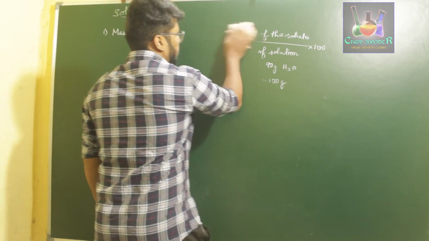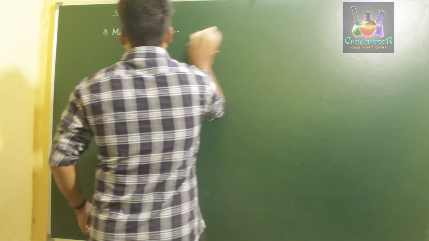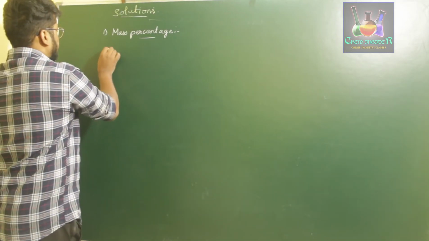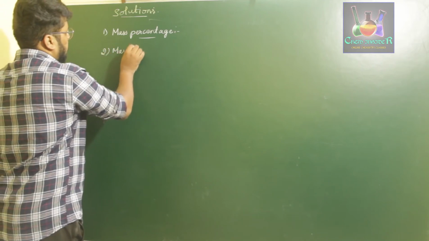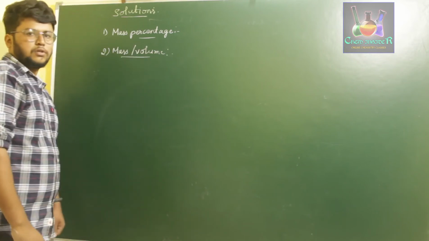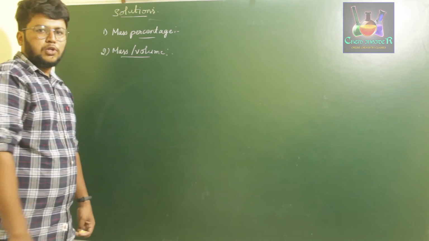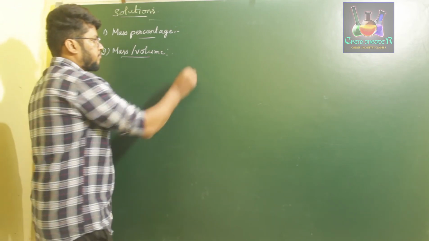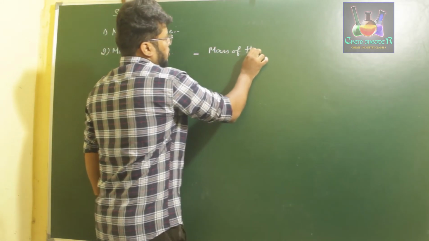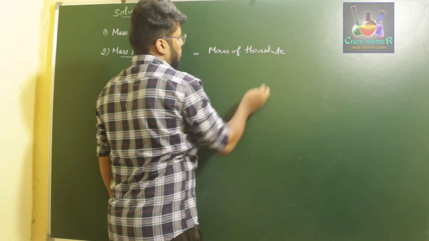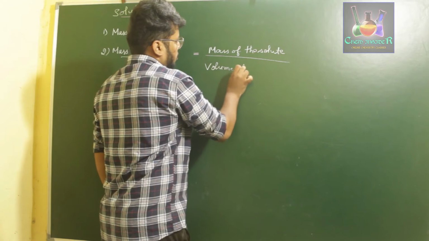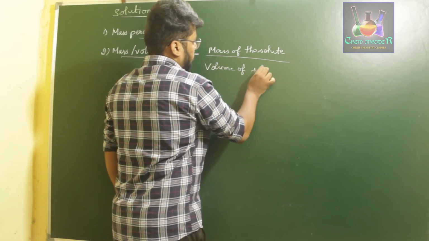Next we are going to discuss mass per volume. The second one is mass over volume of the component. Mass per volume of a component is equal to the mass of the solute over the volume of solution.